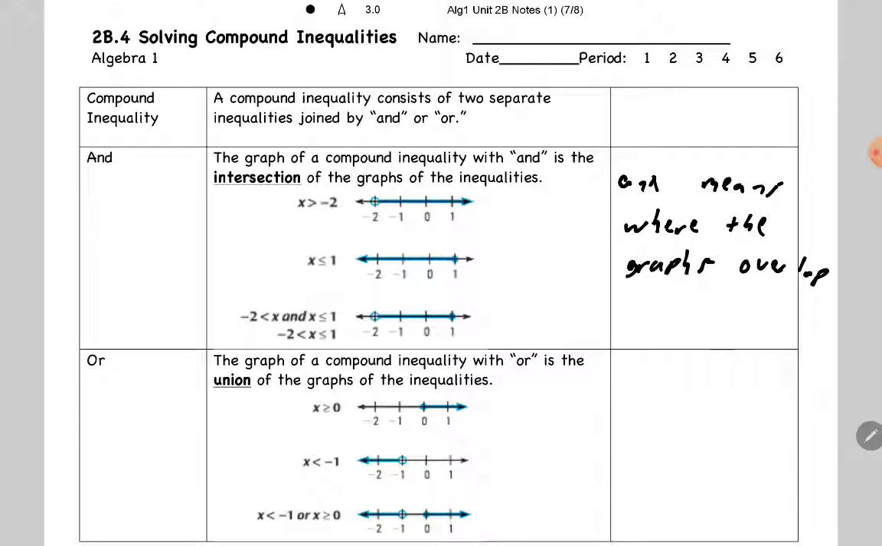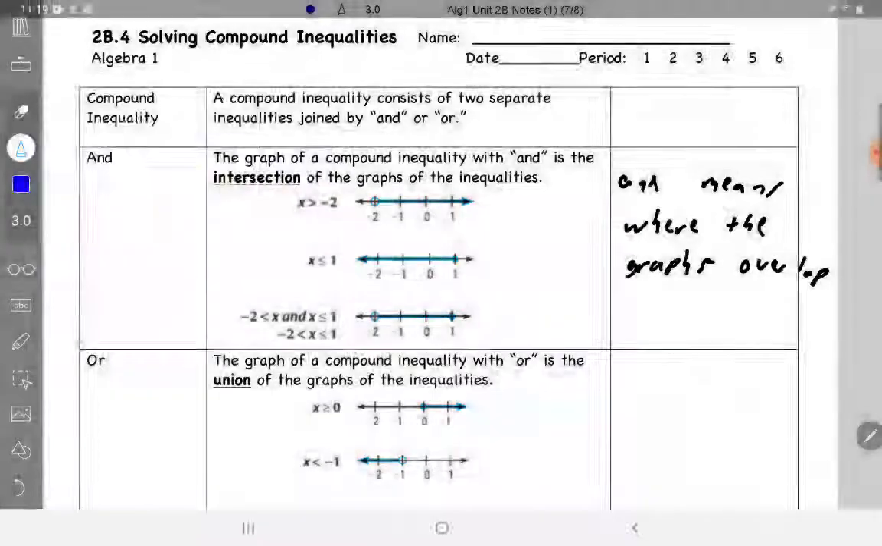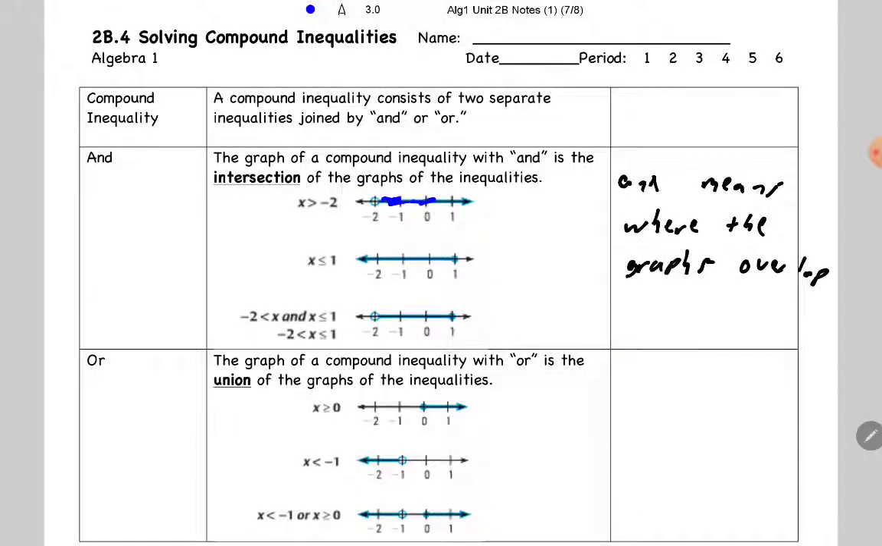So, an example here, we have x is greater than negative 2. So we make an open dot at negative 2 and it goes to the right. Let me make sure you can see that. That's the shaded portion here. And then we have another one, x is less than or equal to 1. So we make a solid dot and then we shade to the left.